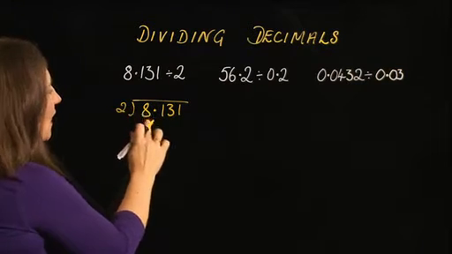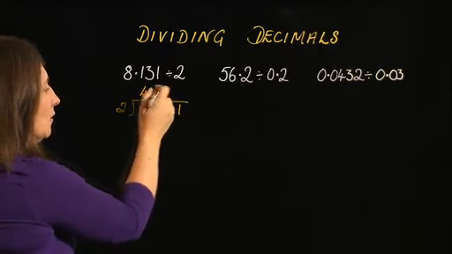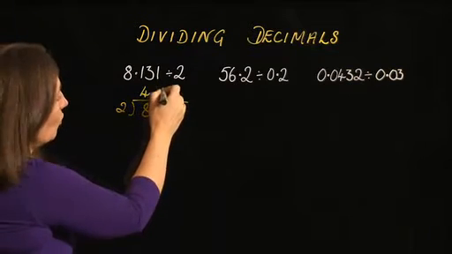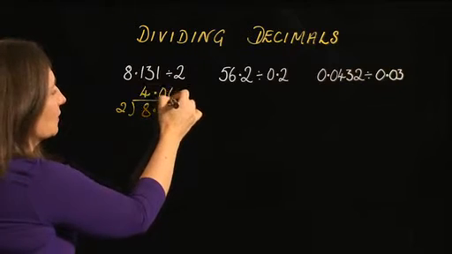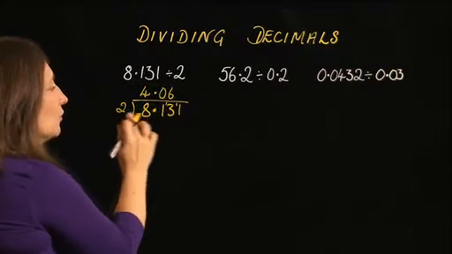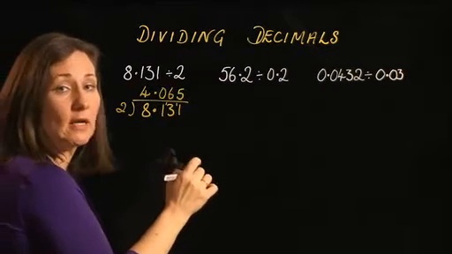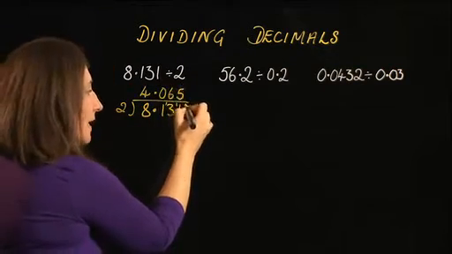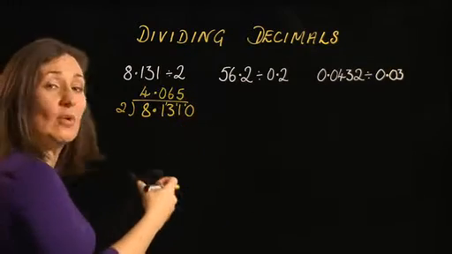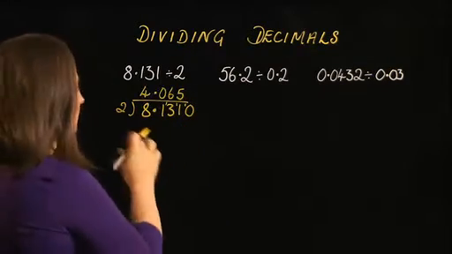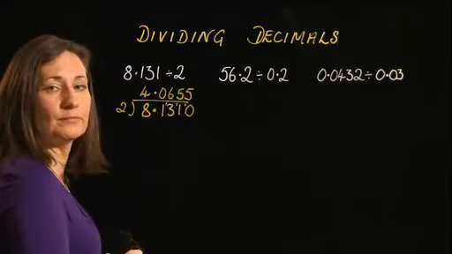So 2's into 8 go 4, there's the decimal point, put it in. 2's into 1 won't go, carry the 1 across. 2's into 13 go 6, remainder 1. 2's into 11 go 5. Now, I've got a remainder, so don't forget you put the remainder down and you just add a naught. And you continue with this process until you end up with no remainders. 2's into 10 go 5, so I would stop there.